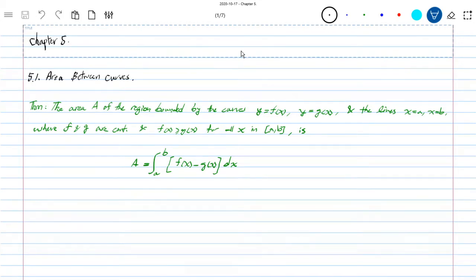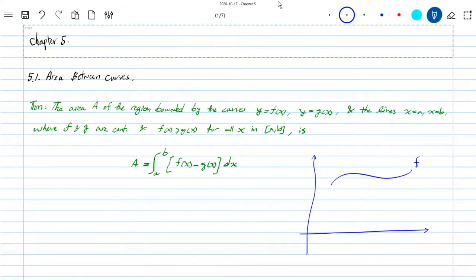Let's start chapter 5. Today we're going to start with 5.1, area between curves. So far we've learned to calculate area under a curve. If you're given a function f, let's assume f is above the x-axis. Say you want to calculate this area under the function f from a to b. By definition, this area would be the integral from a to b of f of x dx. If it was below the x-axis, then this integral would be negative, so for the area you take an absolute value or multiply by a negative sign.